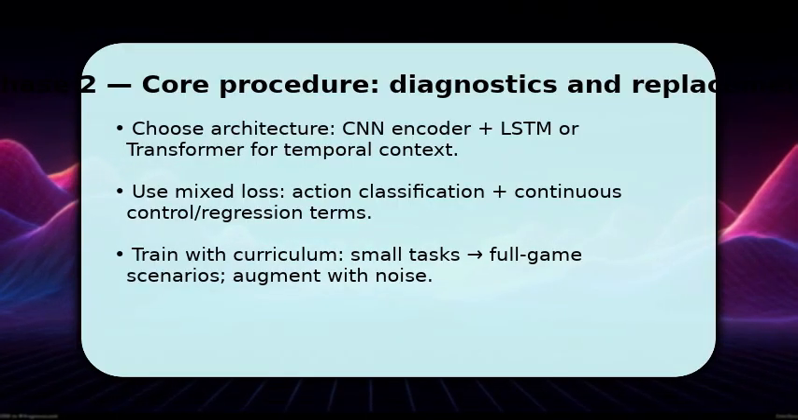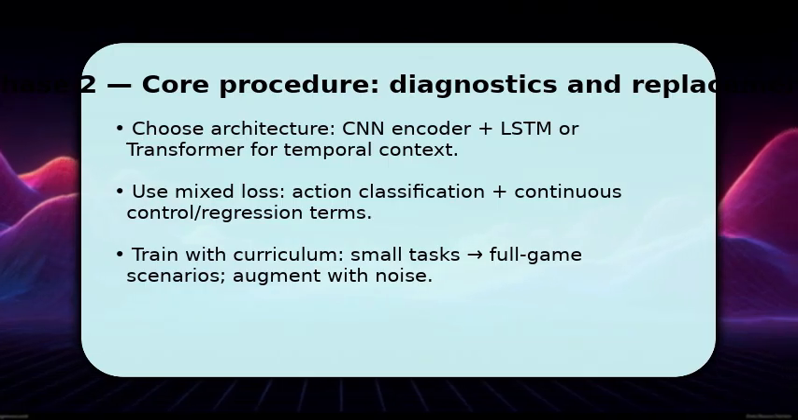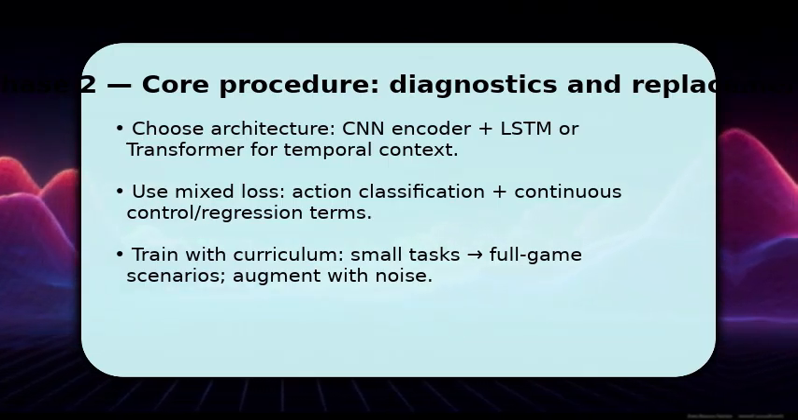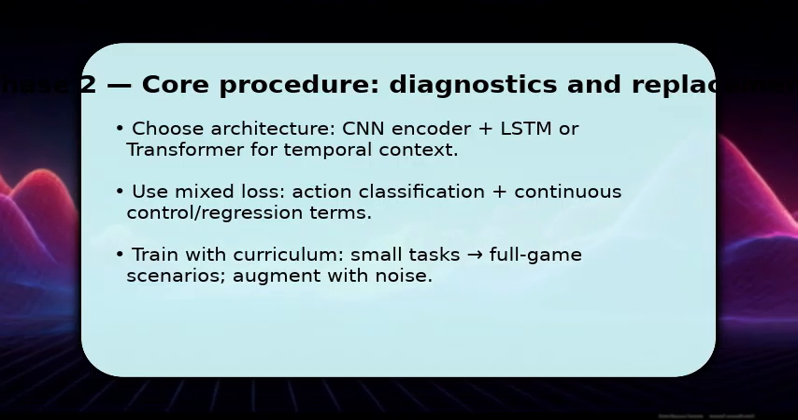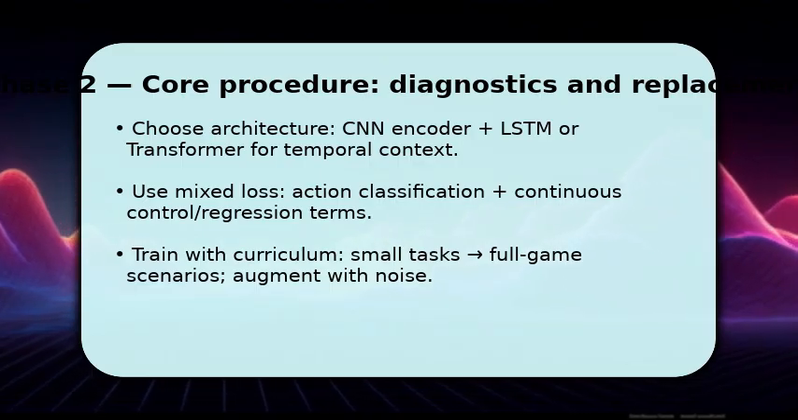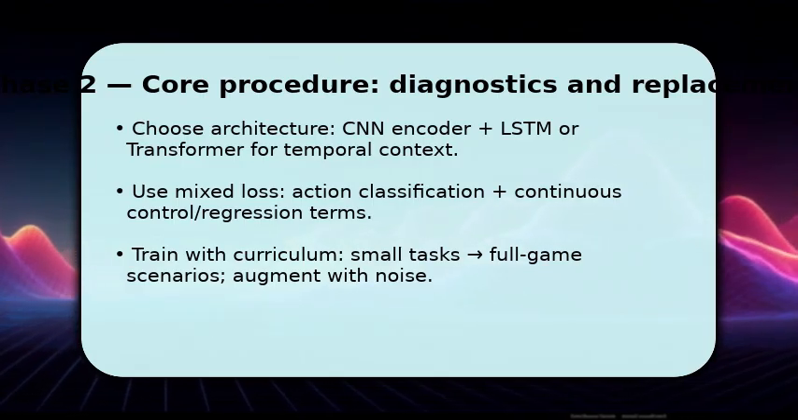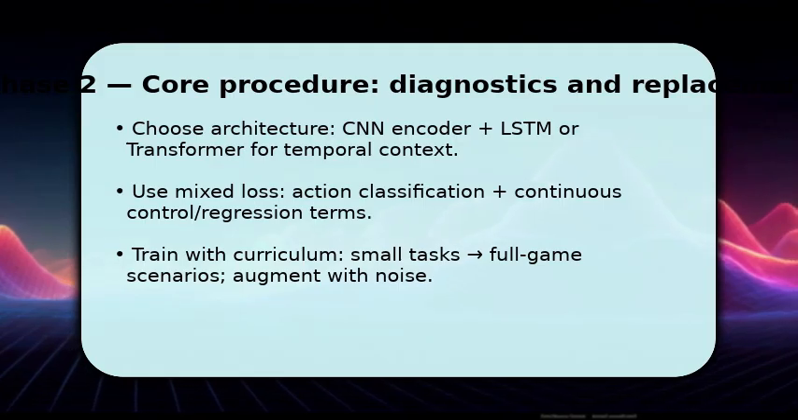Use a CNN encoder for visual input and add LSTM or transformer layers to capture temporal patterns, because Rocket League depends on short-term memory. Combine discrete action loss with continuous regression for throttle and steering. This mixed loss balances decision-making and fine control.